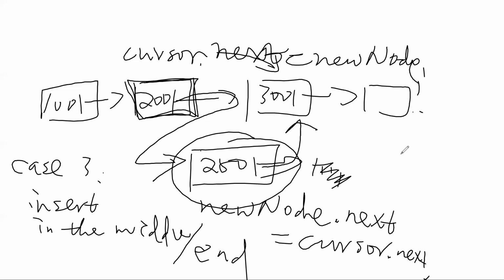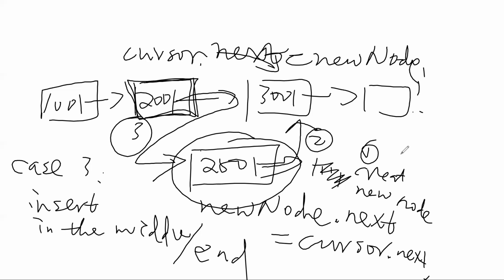So the steps to add a new node between two existing nodes are: you first need to create a new node. That's the first step. And the second step is you set new node's next to cursor's next. And the third step is you set cursor's next to this new node. Then you can insert this new node in the middle of an existing linked list.